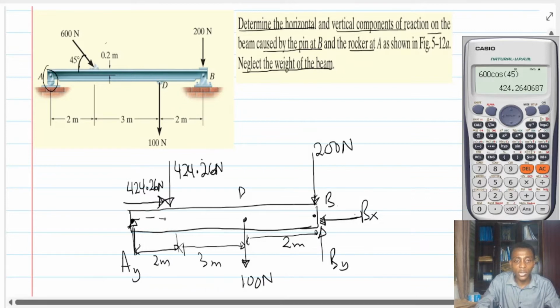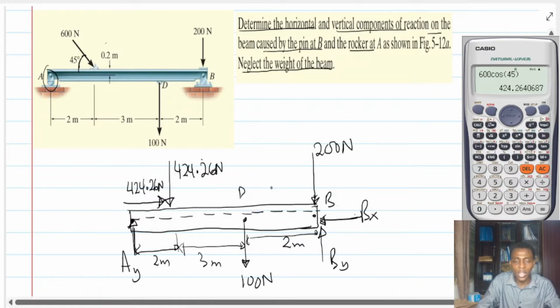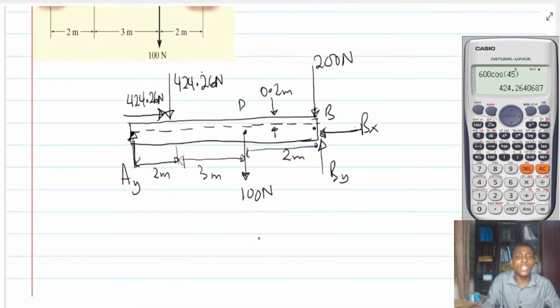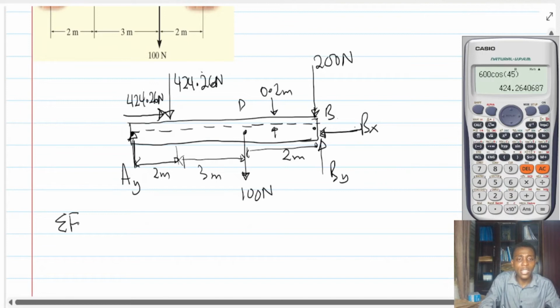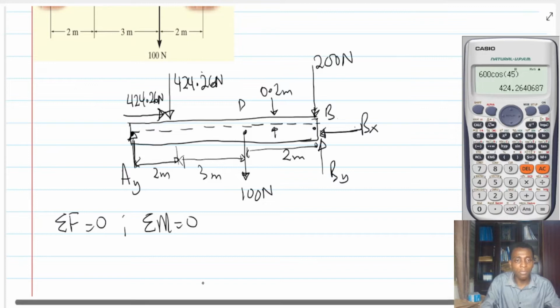So if you don't actually know this, you're going to get the question wrong. And this is tricky. He's trying to say that there is a small distance over here, and that is 0.2 meters. All right, so what are the equations that we're going to use? For a rigid body to be in equilibrium, I need two equations. I need to sum forces to be zero, and then I'll sum moments to be zero. These two equations are necessary and sufficient for a rigid body to be in equilibrium.